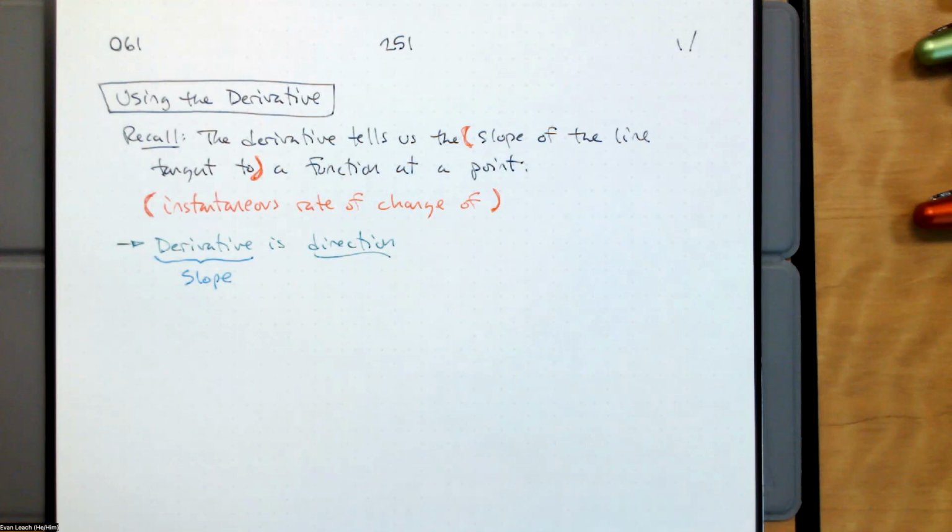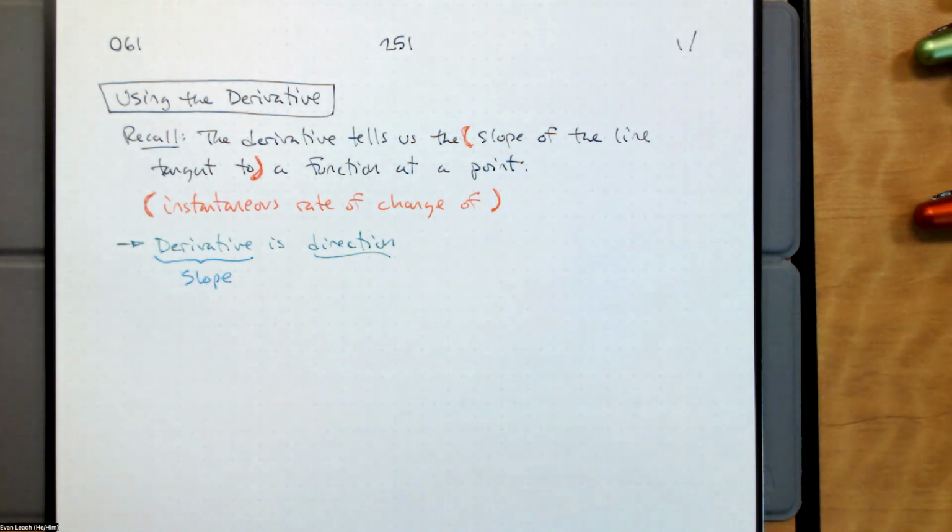Today we want to think about the derivative a little bit more. We spent a lot of time finding some derivatives because that gives us some nice mechanical skills that we can work on. But today we want to think about what the derivative is telling us. Now we know that the derivative is telling us the slope of the line tangent to a function at a given point. We've interpreted the derivative as the instantaneous rate of change of a function at a point.